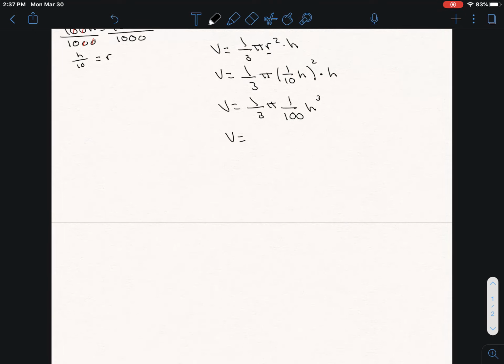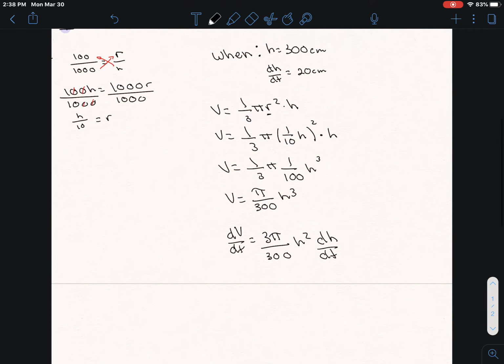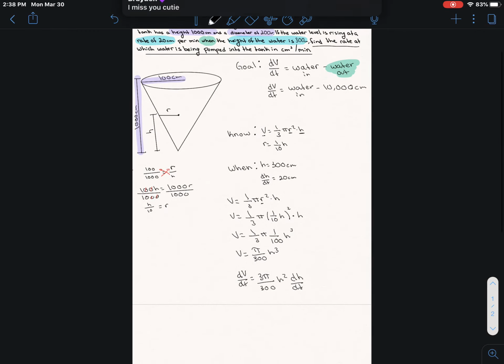Volume is equal to 1/300 pi h cubed, or I guess pi can go on top, h cubed. Now we can take the derivative of our equation. All right, so it's going to be dv over dt is equal to 3 pi over 300 h squared dh over dt. And we know all of these values.